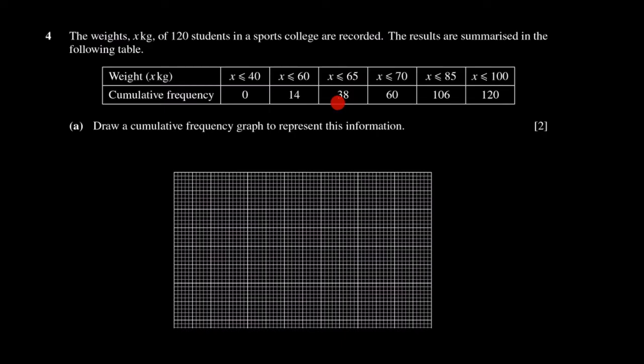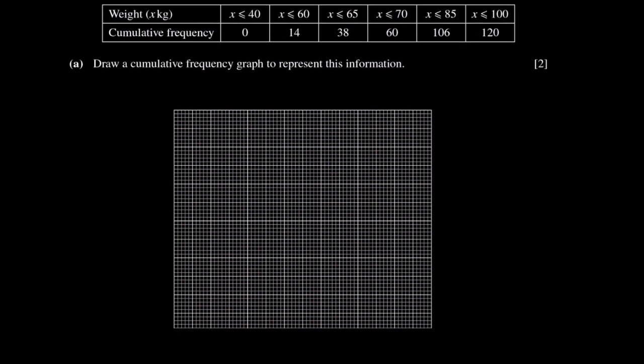What does that represent? It means that once we got to the upper boundary of this class, once we got to 65 kilograms, we know that we've included at least 38 people. So we don't plot it in the middle of a class. We plot it on the upper edge of the class. So we just got to plot this.